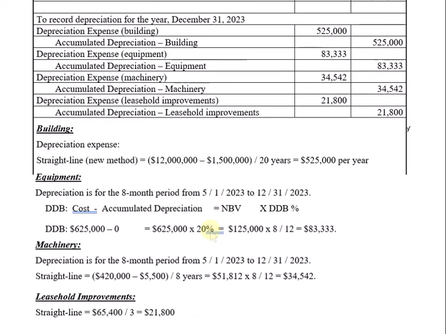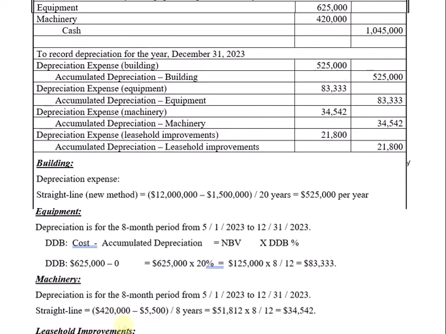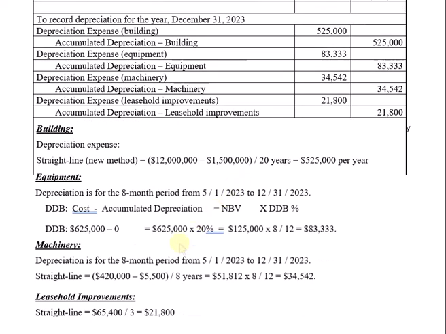Machinery, we're doing the exact same approach, except that we're using the straight line method. So for the straight line method, we need to take the cost less the accumulated depreciation divided by an 8-year life, and then take 8/12 of that. So that's where the 34,000 comes into play. And then finally, leasehold improvements with straight line method, 65,400 divided by 3 years is 21,800. And that's how we come up with the journal entries for depreciation for the remaining period of the year, in some cases, the full year.